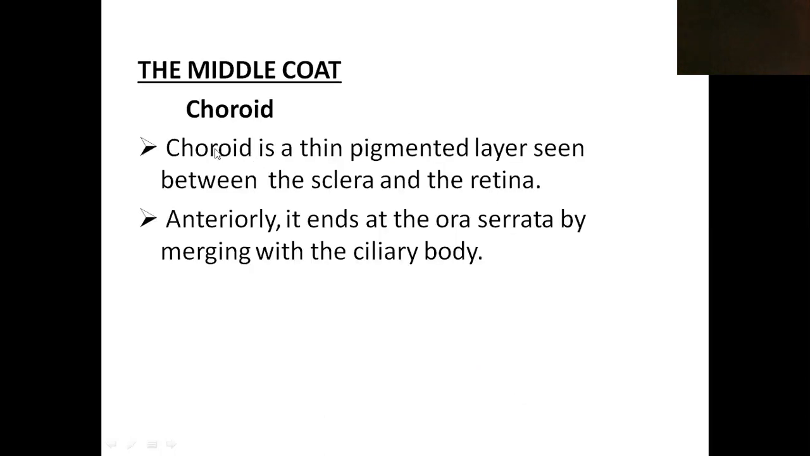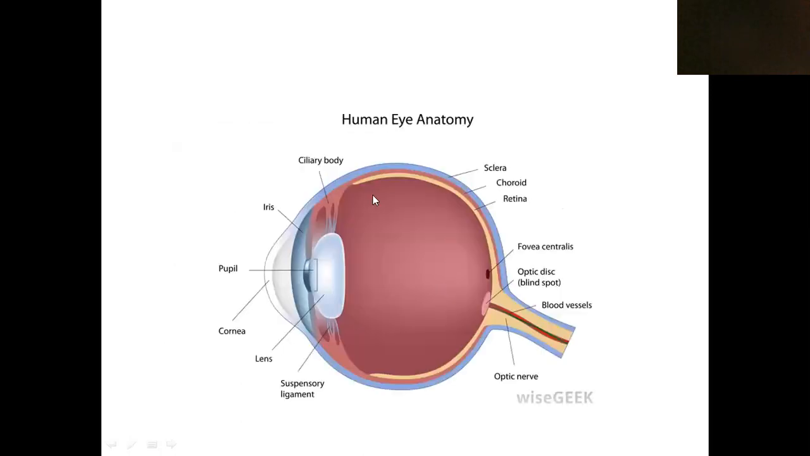So the first point is clear. Choroid is a thin pigmented layer seen between the sclera and the retina. Then anteriorly, this layer, choroid, is continuous with the ciliary body at the ora serrata. I will tell you later what is meant by the ora serrata. Anteriorly, it is continuous with this almost triangular shaped structure. This is the ciliary body.